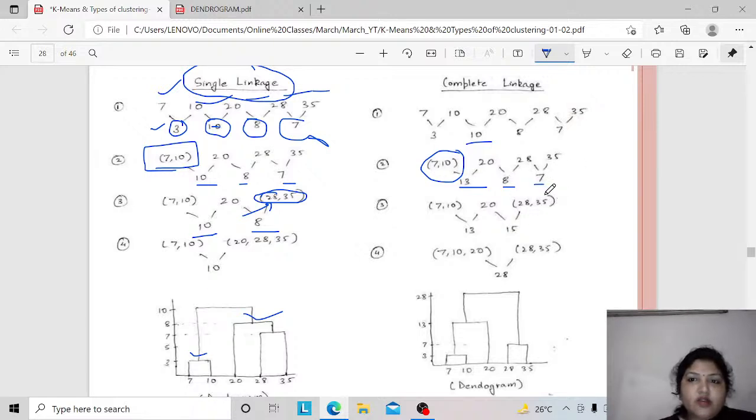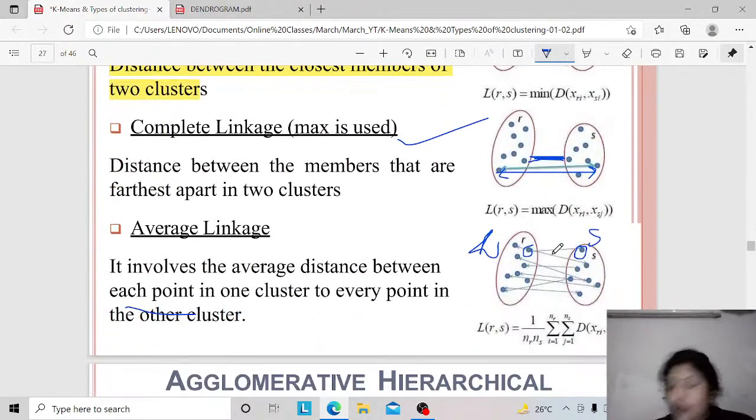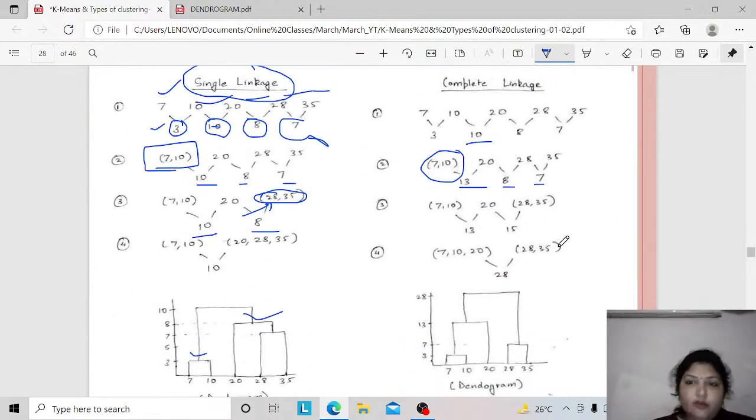So here also we are going to find out the minimum and the complete linkage. Complete linkage is basically taking out the maximum distance between the two data points, right?